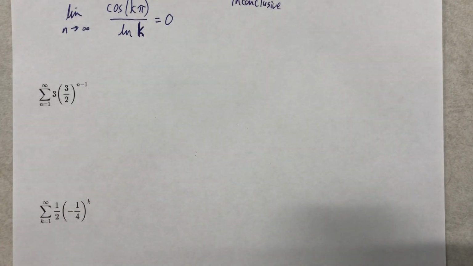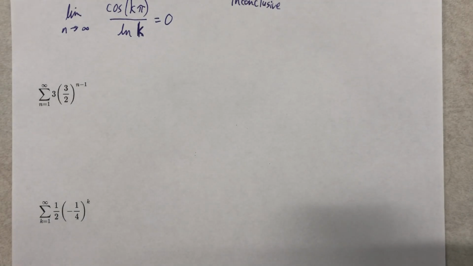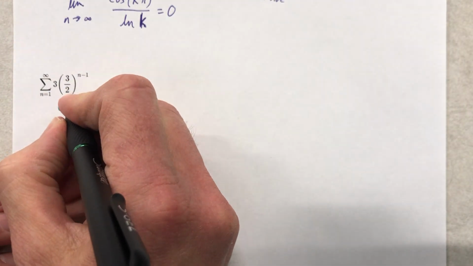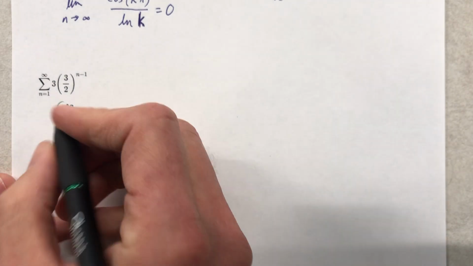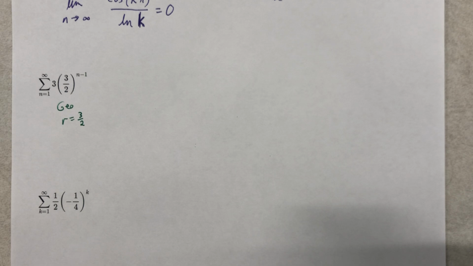All right, next one. Oh, that's geometric. I hope you noticed that. I think that's worth writing in green. This one is geometric with an R value of 3/2. Automatically, you know that this thing is going to diverge, right? But that's not the point of this lesson.